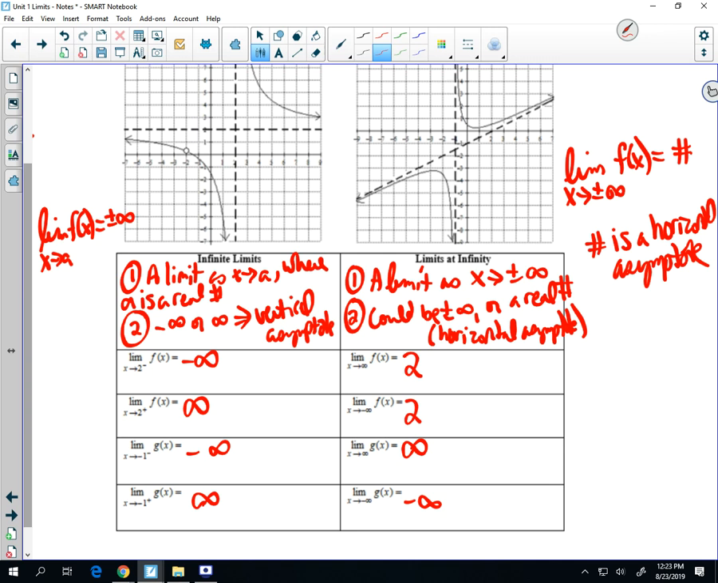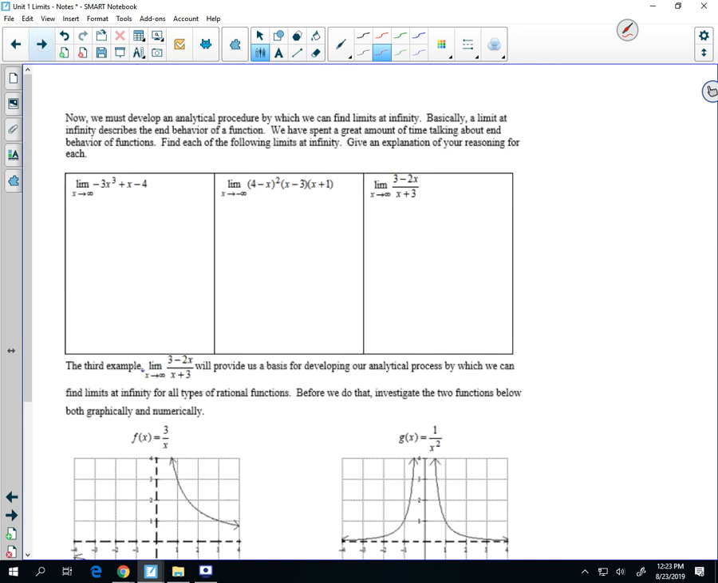So asymptotes and limits are very, very connected, both vertical and horizontal, and we're just trying to keep that straight. Very easy when they have a graph, harder when you don't have a graph. So it says, now we must develop an analytical procedure by which we can find limits at infinity. Basically, a limit at infinity describes the end behavior of a function.